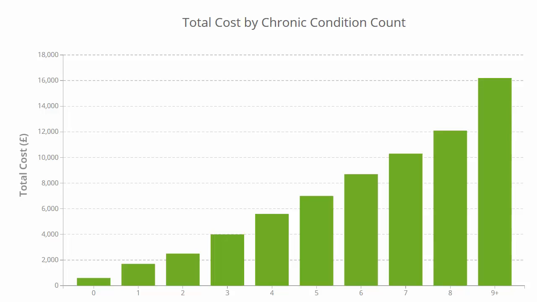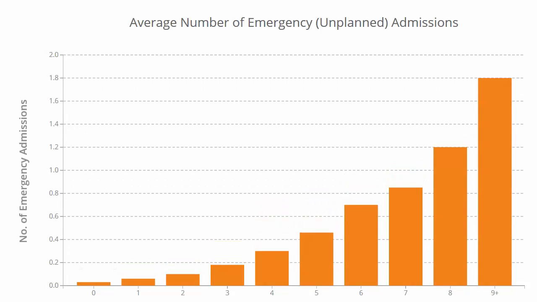This chart represents a CCG population in the south of England. As the number of chronic conditions a person has increases, so does the associated cost and resource use. This graph shows the effect on emergency admissions.